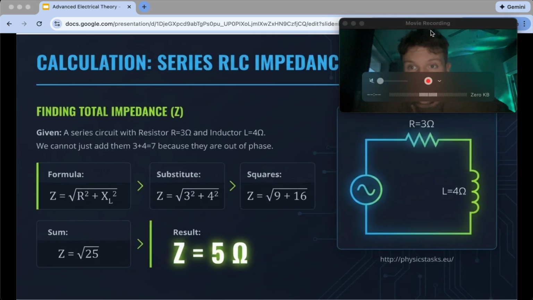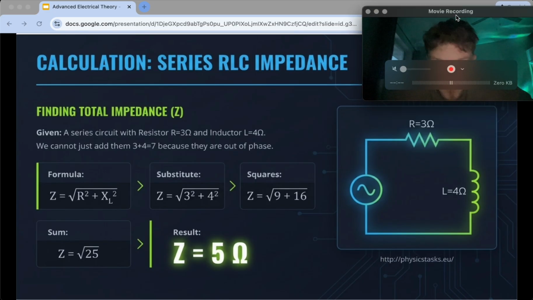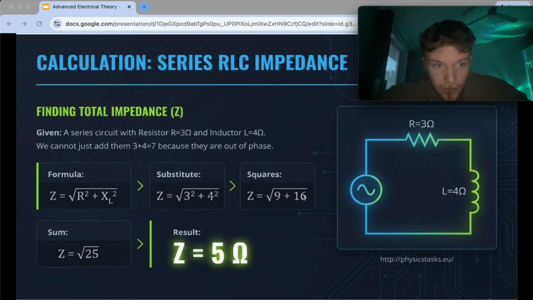So we can use these to calculate some RLC or impedance equations, right? So in this series circuit, I have a resistor, which is 3 ohms, and an inductor, which is 4 ohms. We can't just add them like we do with resistors. It's not just 3 plus 4 equals 7. They're going to be out of phase slightly, right? So we're going to have to use the formulas. The formula is Z equals the square root of R squared plus X sub L squared.